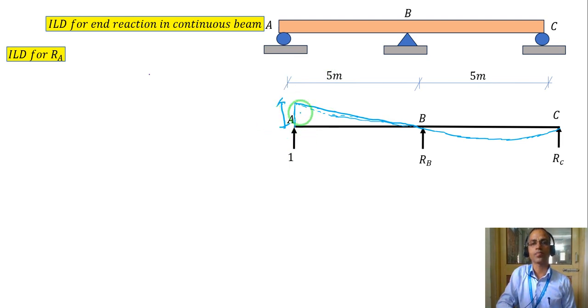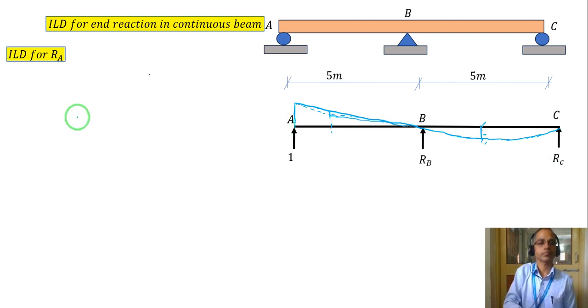Finding the ordinate here, and finding the ordinate at a distance x, and also trying to find the ordinate in this span at a distance of x from the support. Then dividing this by this, and this by this, will give me the ILD ordinate for RA. Very simple. So let us see how to solve this problem.